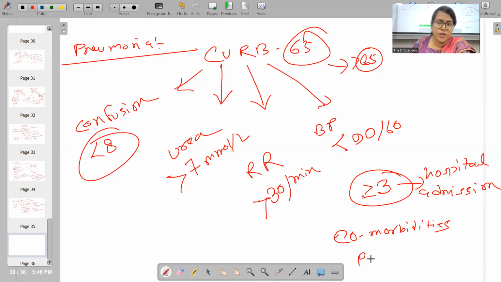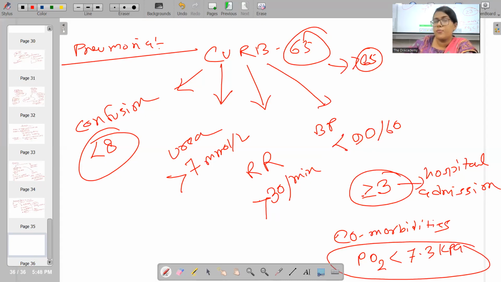All right. Apart from these, other core prognostic features would be presence of comorbidities, and if initially the patient is having hypoxia, so the partial pressure of oxygen is less than 7.3 kilopascal. That is also indicative of poor prognosis.